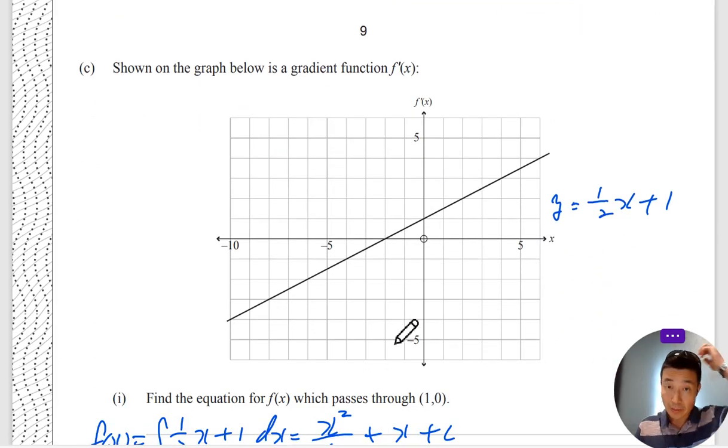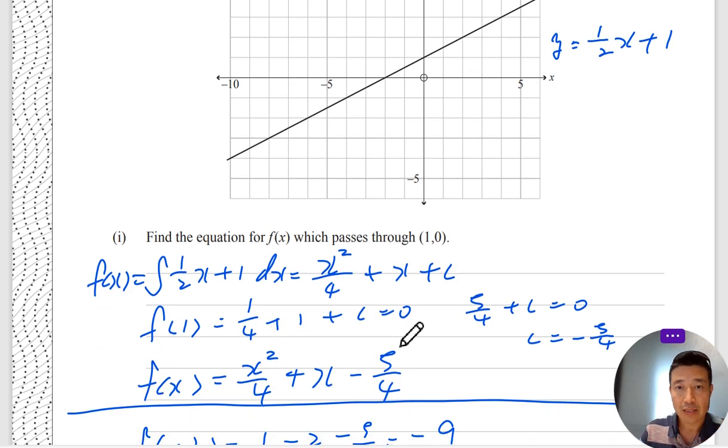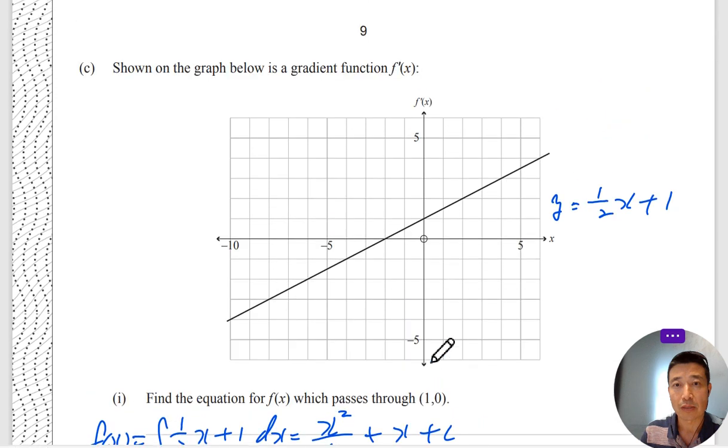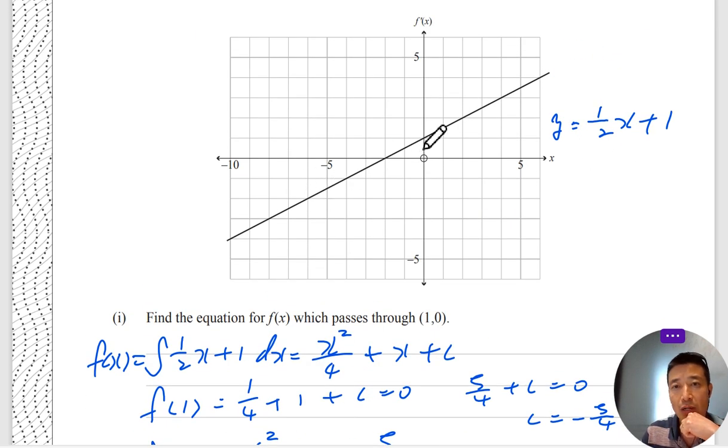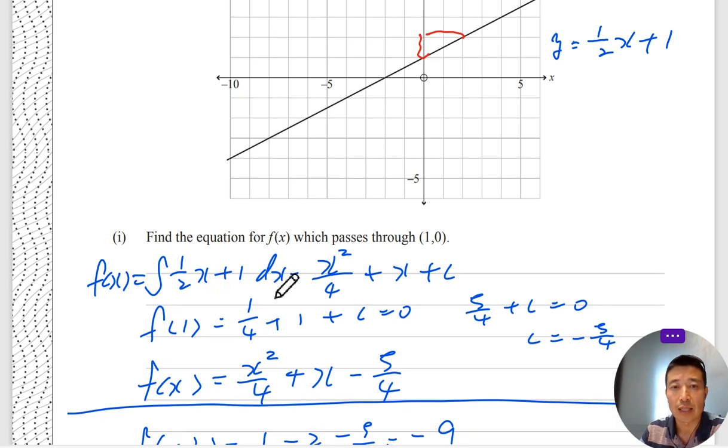All right, question C. So find the equation for f of x which passes through 1,0, knowing that this line is the gradient function. So obviously you have to find the equation first. This is c, right? Which is 1, and then you find the m, 1 up and 2 across. So that's how you get 1 over 2. So you integrate that, you get c obviously.